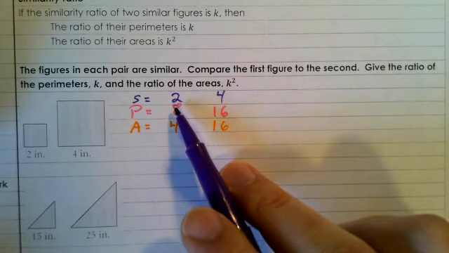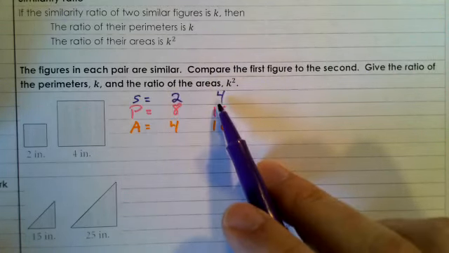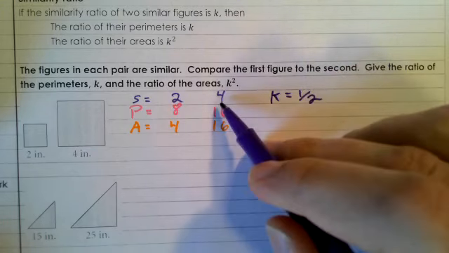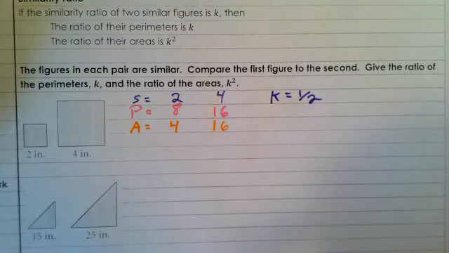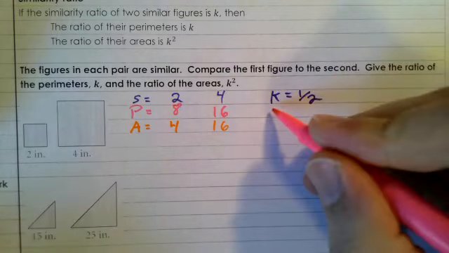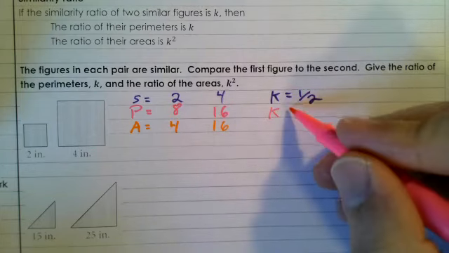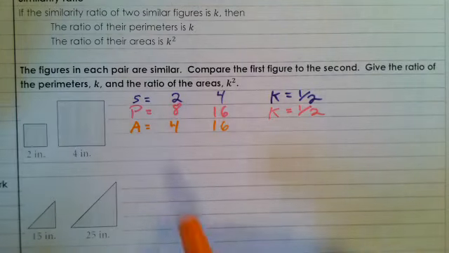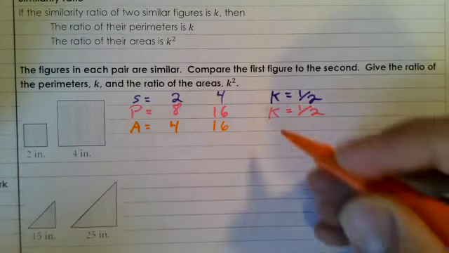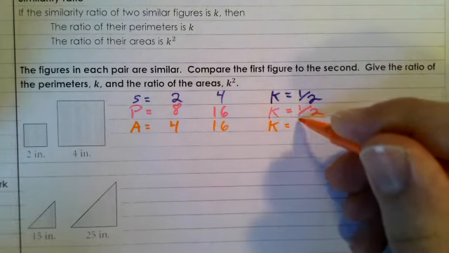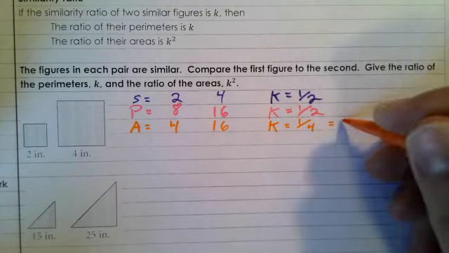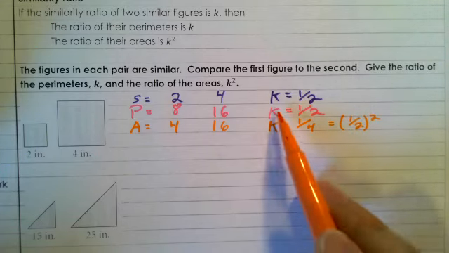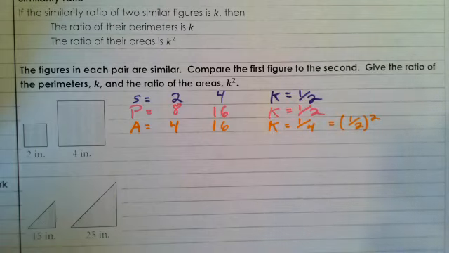What we find is that the ratio of small to big in this one is going to be 1/2. 2 divided by 4 is 1/2. When we do that same thing with perimeter, we get the same ratio. 8 divided by 16, that is 1/2. If we do that with the areas, 4 divided by 16 is not 1/2. 4 divided by 16 is 1/4, but that 1/4 is the same as 1/2 squared. So that k is the same as what we had up here. It is just being squared.